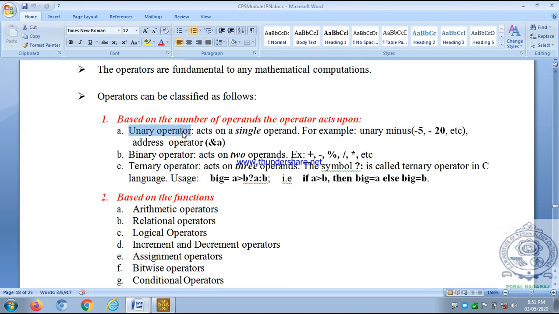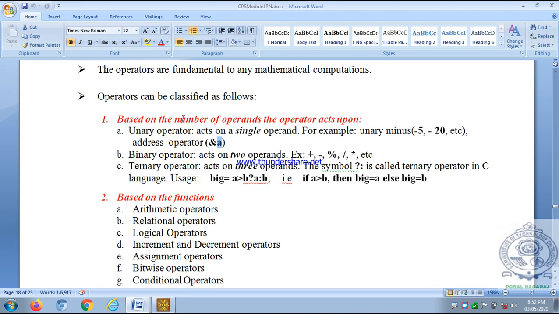So unary operator, as the name itself specifies, takes only one operand, meaning the operator acts upon a single operand. That's why it is called unary operator. For example minus 5: here minus is the operator and 5 is the operand. You can observe only one operand is there. Even in minus 20 only one operand is there. So this is called unary minus. The address operator, ampersand a: here ampersand is the operator and a is the only operand. Such operators which take only one operand are called unary operators.